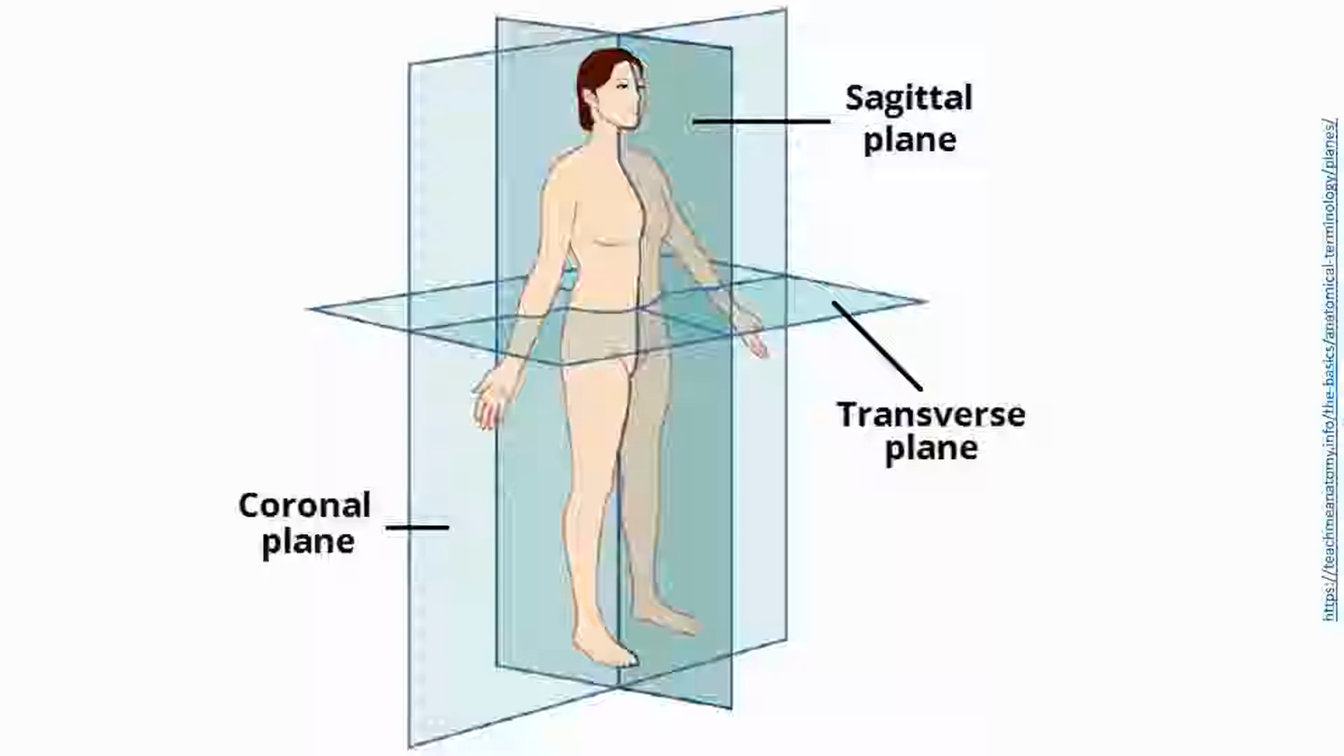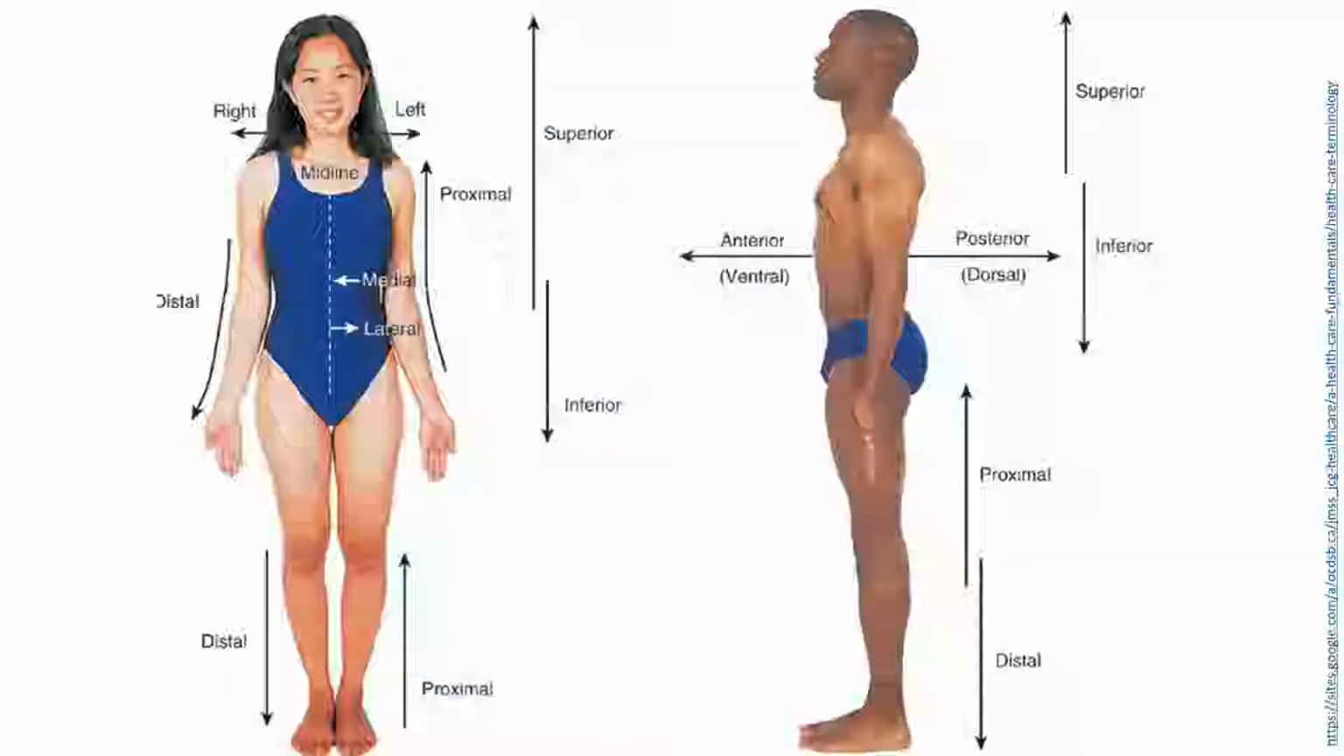So again, that coronal plane is dealing with the frontal area. It's dividing the front and the back. The transverse plane is dividing the body into the top and the bottom. And that sagittal plane is going to divide the body into the right and the left half. Okay? So let's take a look at a few more directional terms.